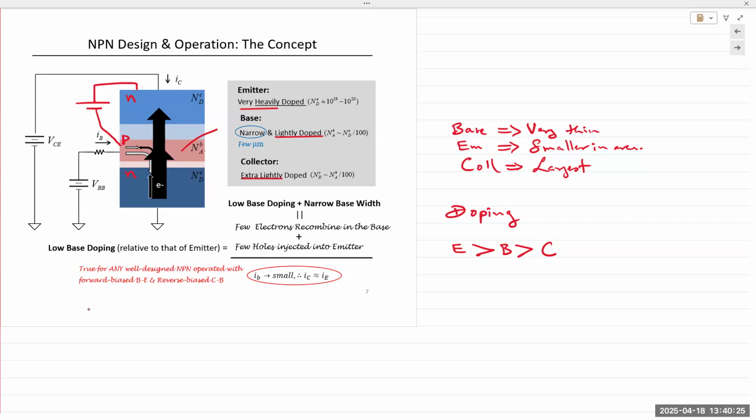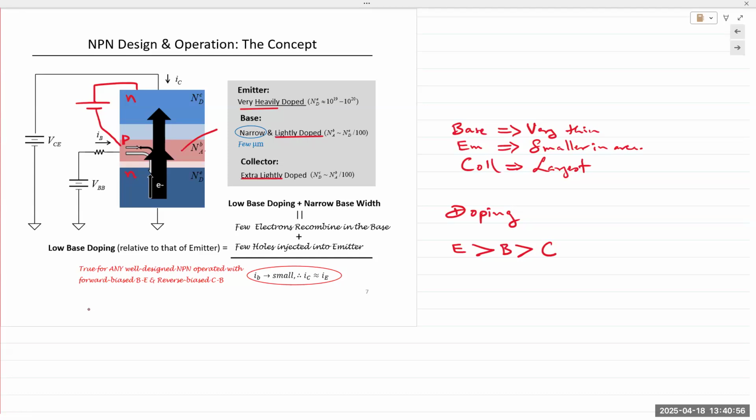Some of those electrons will recombine with the holes that are present in the base, but the base is very thin and lightly doped. So of the large number of electrons that arrive, only a small portion will recombine in the base, and that will constitute the base current, very small. The rest of the electrons are hanging around, don't know what to do. And that's where the reverse bias comes in handy.